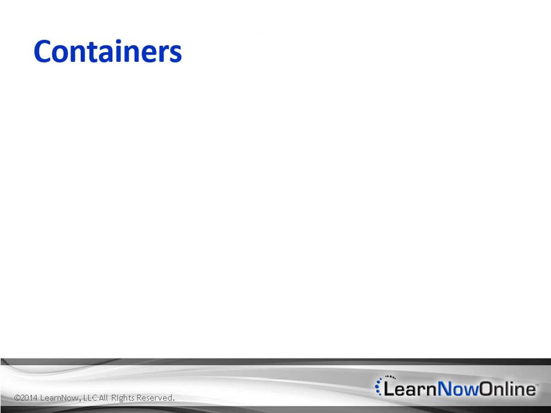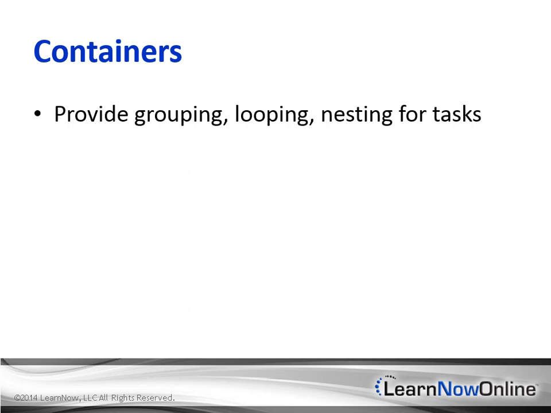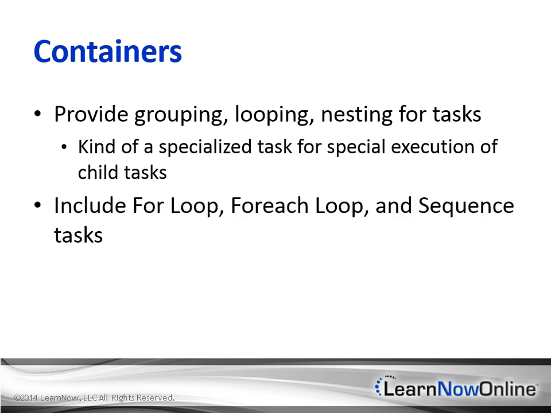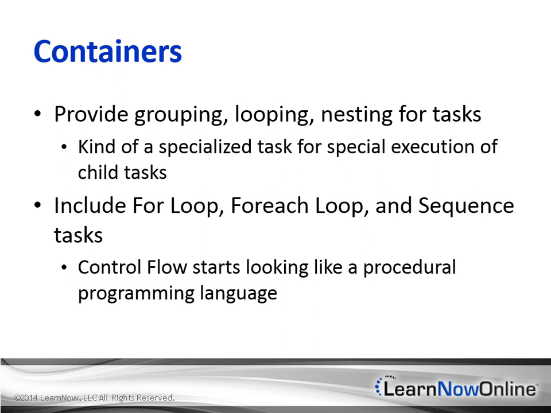The next component I'm going to talk about is containers. Containers provide grouping, looping, nesting, and other services to tasks. Conceptually, you can think of containers as specialized tasks, which allow for the special execution of child tasks, including grouping tasks together and iterating over tasks. The containers include a for loop, a for each loop, and sequence tasks. Using these, you can add a lot of flexibility and power to a package's design. This is where control flow has some similarity to a procedural programming language, but in this case, it's really a visual language.